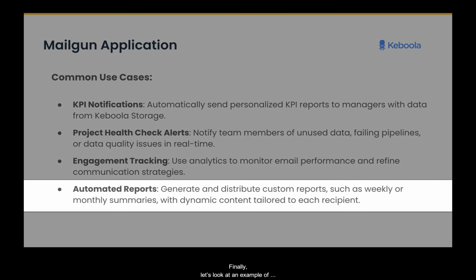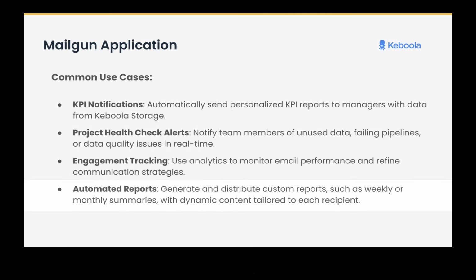Finally, let's look at an example of automated KPI reports. With Mailgun, you can create a template email that includes placeholders for KPI metrics. Each week, Mailgun retrieves the latest data from Keboola storage, fills in the dynamic fields for each manager's branch, and sends a personalized report to the designated recipients. This workflow runs automatically, ensuring managers stay informed without the need for manual intervention.